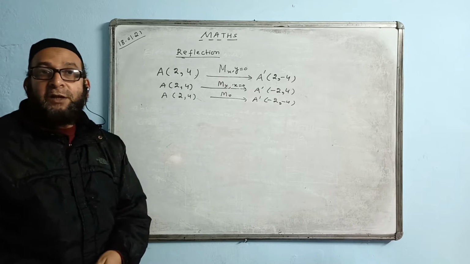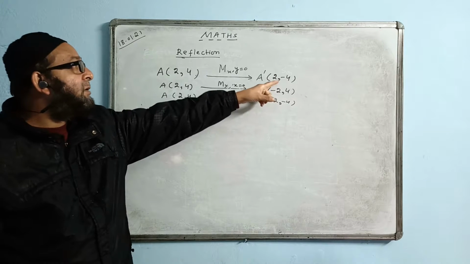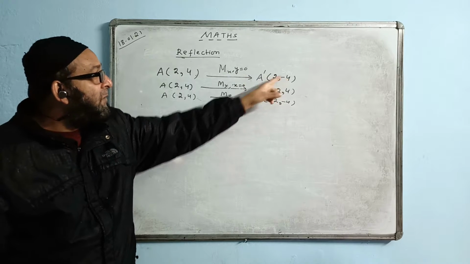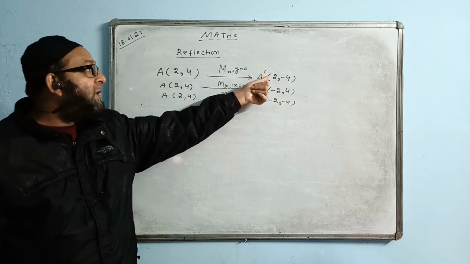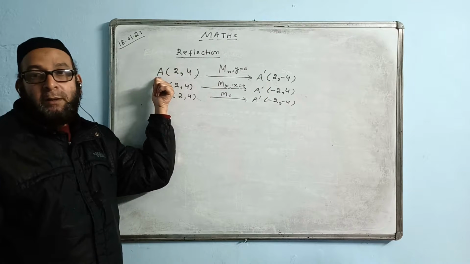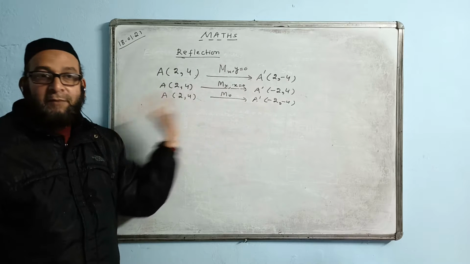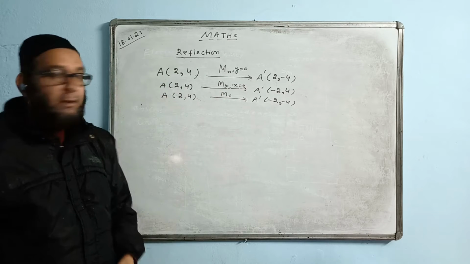Okay, in reflection and refraction, the reverse is always true. If this is the image, if you reflect in the x-axis, the sign of y will change. It will become (2, +4). This answer will come. If we know the image, we will know the original point. And if we know the original point, we know the image. Reverse is always true. The same way we can reflect it back and we get the same answer.